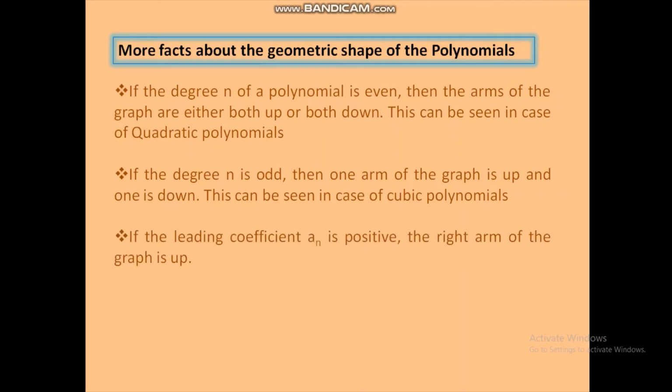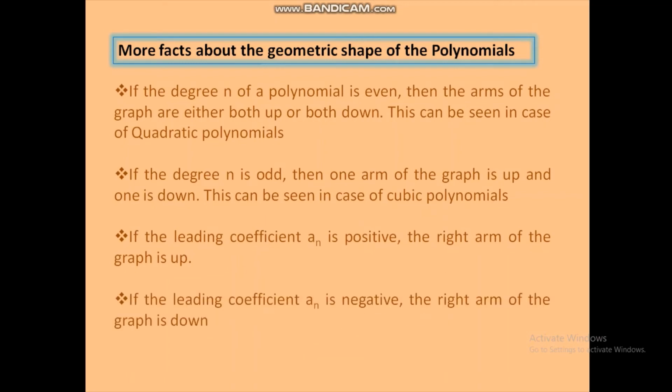If the leading coefficient an is positive, the right arm of the graph is up. If the leading coefficient an is negative, the right arm of the graph is down.